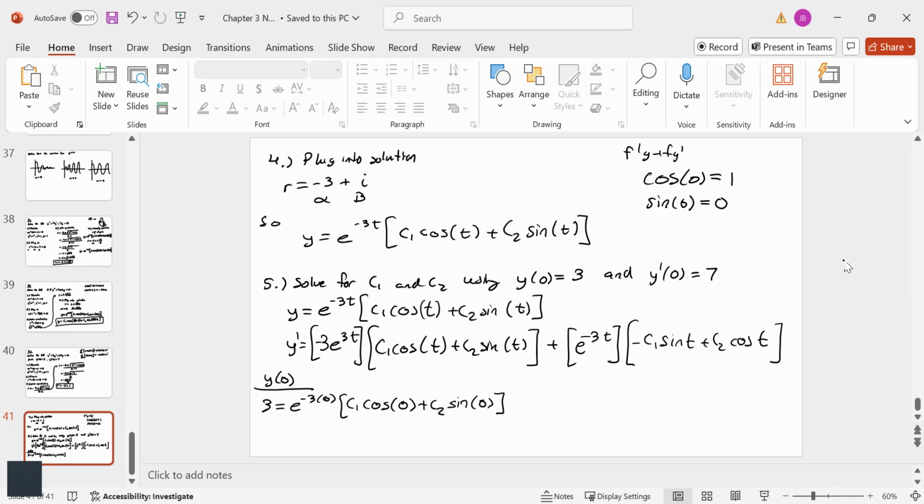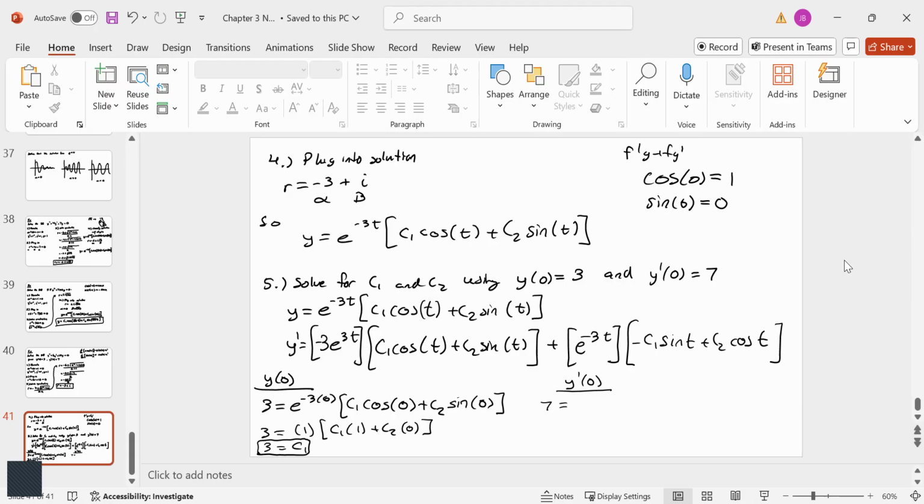So then we get 3 is equal to, this is 1, C1. Actually, let's not skip that step, I guess. So C1 times 1 plus C2 times 0. So 3 is equal to C1. A lot of the times with the trig ones, one of the equations gives you an answer, like it's free, I would say. And then y prime of 0 is going to be equal to 7.